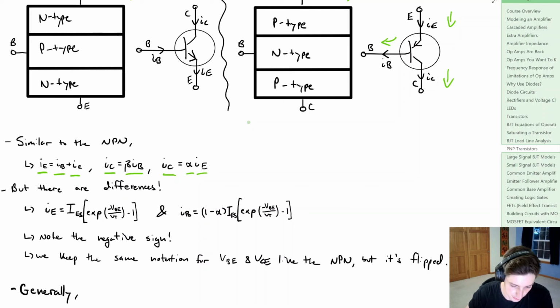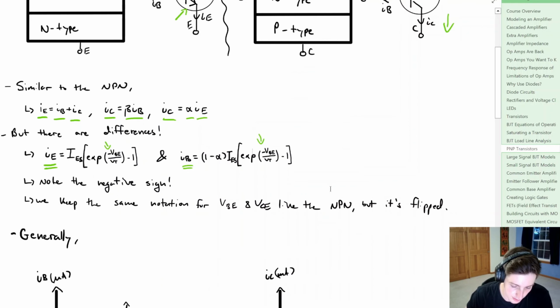And one of the key things you have to look at here is in the schematic symbol, this arrow, whether it's coming out or going into the base. Now we can define some Shockley-like current equation for the emitter, and it's going to look similar to the NPN, except notice this negative sign here for minus VBE. Similar thing for the base, we get this minus sign, so really take note of the minus sign. There's a lot of minus signs in the analysis. Now we keep a similar notation for VBE and VCE, like the NPN, but it's flipped.